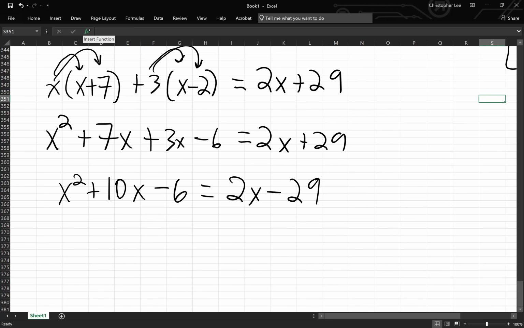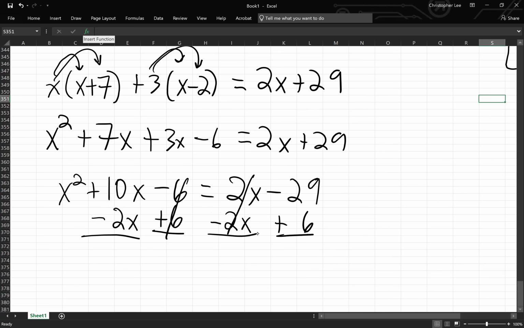So they leave the X. Okay, so tell me how to do that. Let's put all the X on one side. I'm going to subtract 2x from here and add 6 over here, right? I'm going to add 6. So now I have what? X squared plus 8x equals negative 20.